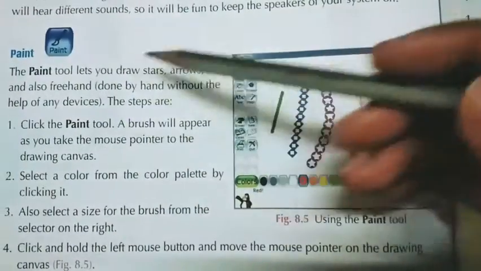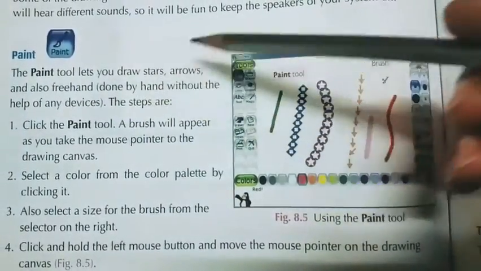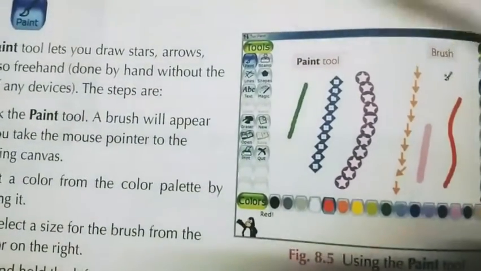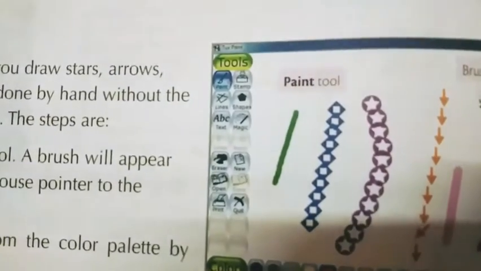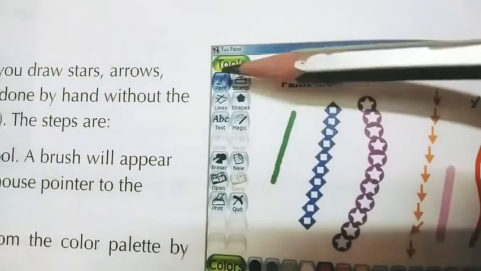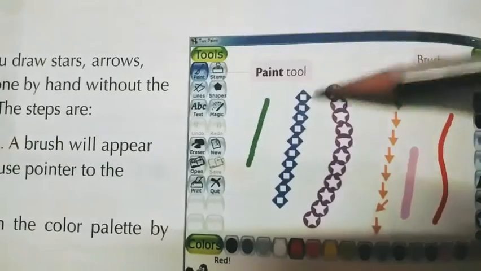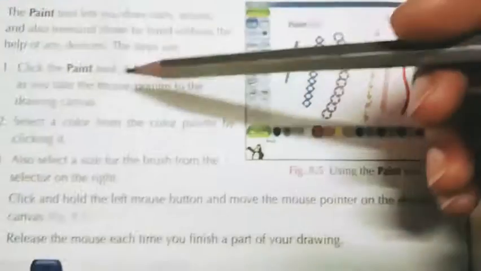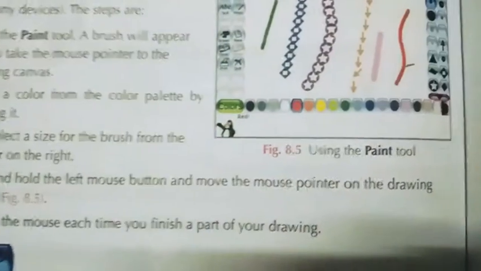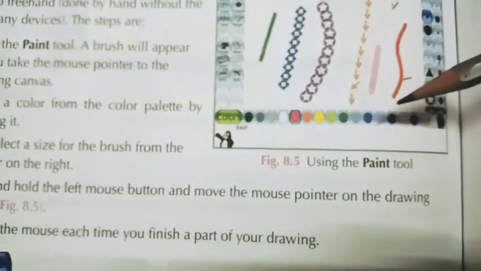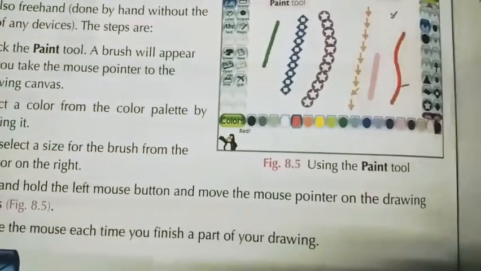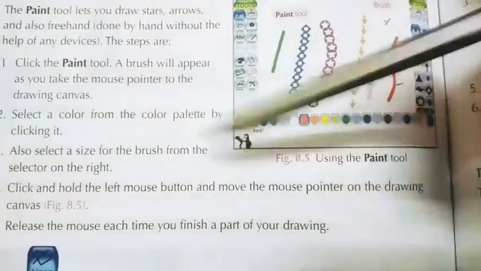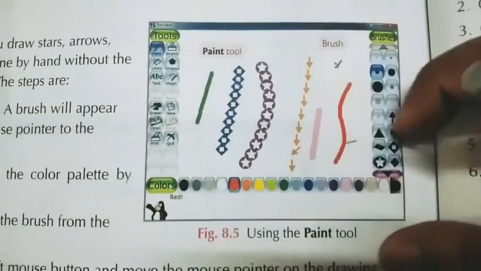The paint tool lets you draw stars, arrows, and also freehand drawings. So how to do this? Click on paint, which is given at the top. Click on that and simply draw the figures, whatever you want. Then select the color. From here you can select whatever color you want, and then the paint brush color will change. Then also select the size of the brush. Here you can select the size of the brush.